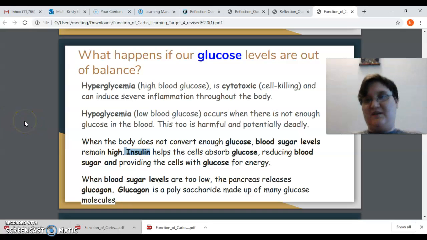Again, think of it as being balanced. We want our glucose system to be balanced. If it's not balanced, if you have too much or too little, really bad things can start to happen.